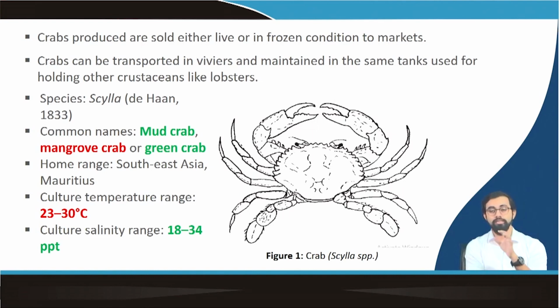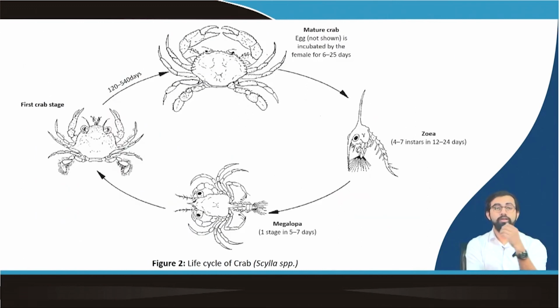It normally requires a temperature range between 23 to 30 degrees Celsius and a salinity range between 18 to 34 ppt. If you see the life cycle of this Scylla species, when the mature crab lays the eggs, after it reaches the zoea stage, okay, it goes through 4 to 7 instars, which has a total duration of 12 to 24 days, and it metamorphoses to the megalopa stage.